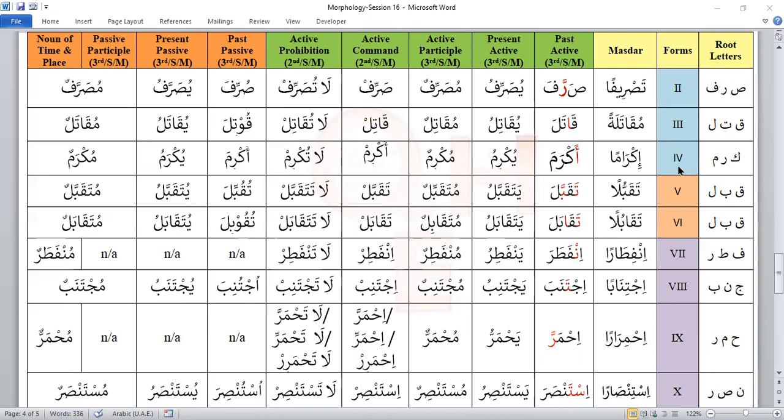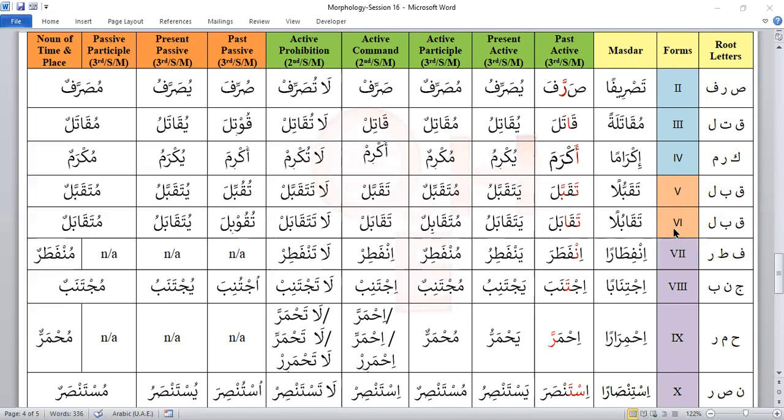Verb form 4, akrama, yukrimu. Over here, just before the fa position letter, there is an extra hamza with fatha for the past active. Verb form 5, taqabbala, yataqabbalu. Over here, just before the fa position letter, there is an extra ta. Also, the ain position letter is doubled.